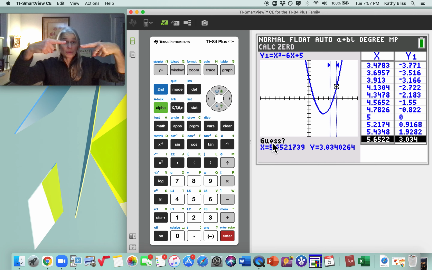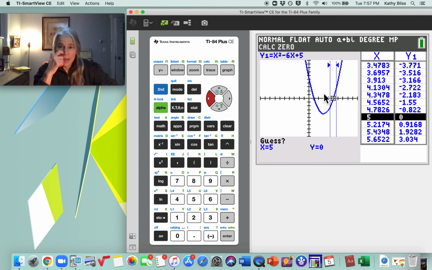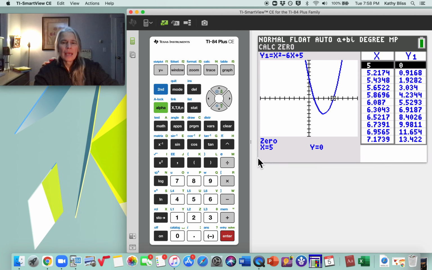Again, the arrows are pointing at one another up here. I'm going to put it back here and guess 5, 0. And bada bing, bada boom, you got 5, 0. Now, sometimes the zero value ends up being something like 1e to the negative 10. That's just another way of saying 0. It's a really, really small number. So my value there is 5, 0.